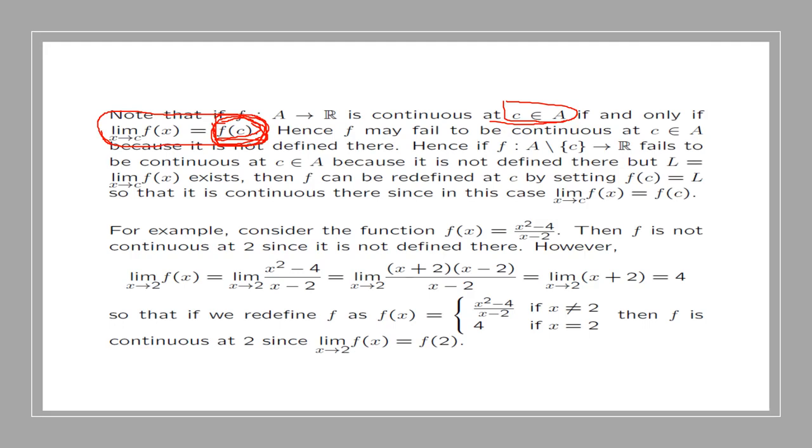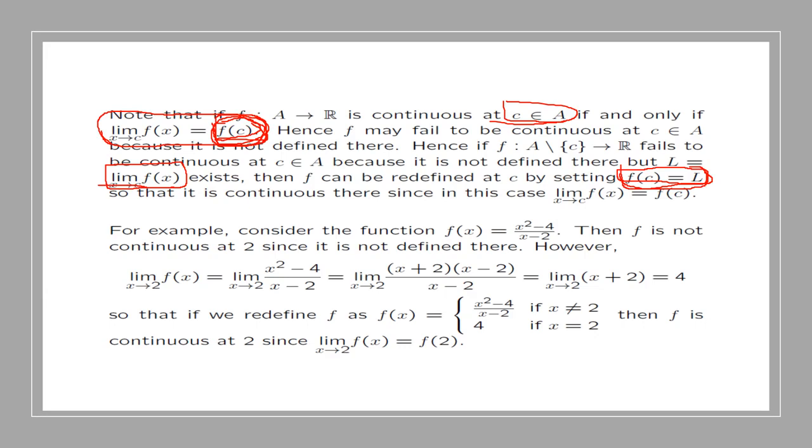But if the limit as x goes to C of f exists, then we can redefine the function f to make it continuous at C. Supposing now the limit as x goes to C of f of x is L, then you simply set f of C to be equal to L, and you define a new function by setting f of C to be that limit.